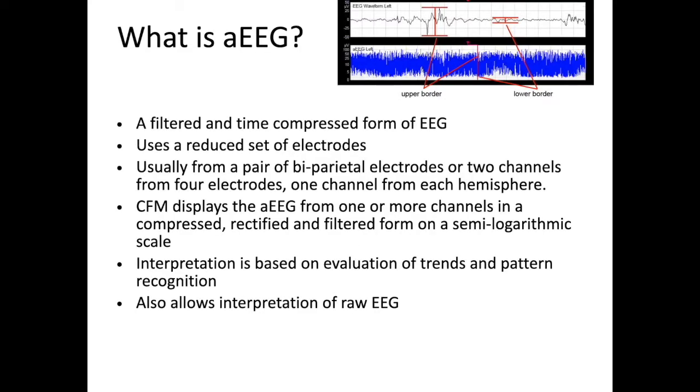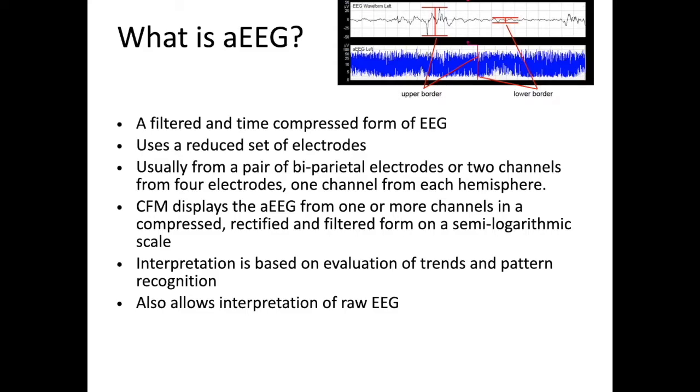So, firstly, what is amplitude integrated EEG? I think of it as EEG for beginners. Essentially, it's a filtered and time-compressed form of EEG. So you use a reduced set of electrodes, and it's usually from two channels, one for each hemisphere, and you get that from four electrodes, but you can have single-channel ones as well.